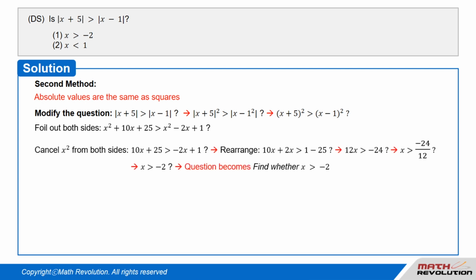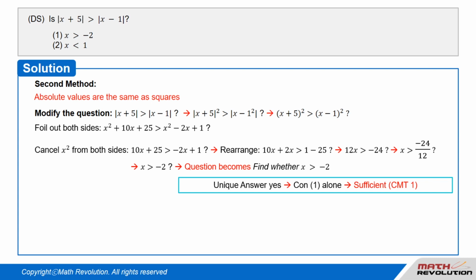We can cancel out x squared on both sides, and then 10x plus 25 is greater than negative 2x plus 1, which rearranges to get 10x plus 2x is greater than 1 minus 25, or 12x is greater than negative 24. So, x is greater than negative 24 over 12, which becomes x is greater than negative 2, and the question becomes, is x greater than negative 2?